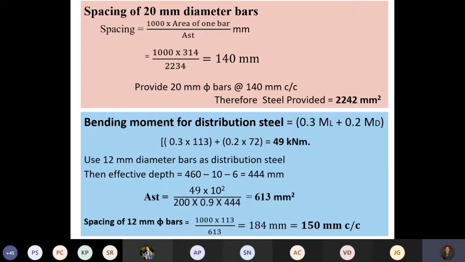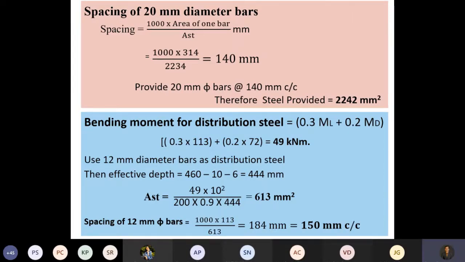1000 into area of one bar divided by 2234, that is AST required. From that you can calculate that as 140 mm. So let us provide 20 mm diameter bars at 140 mm center to center. So steel provided is equal to 2242 mm square. Provided steel is 2242 mm square.